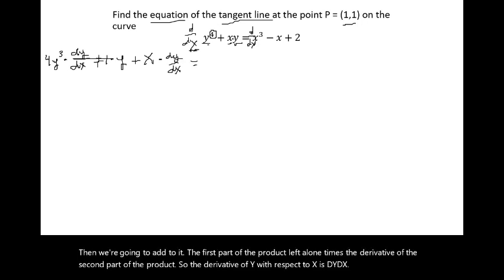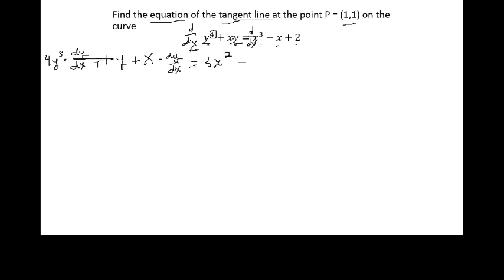Equals, then we're going to take the derivative with respect to x of the entire right side, which luckily, x cubed minus x plus 2, no special chain rule required here. So derivative of x cubed is 3x squared. Derivative of minus x is minus 1. Derivative of 2 is 0.